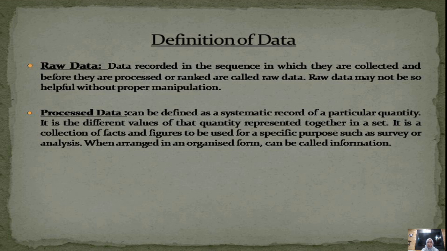The second definition is that of processed data. It can be defined as a systematic record of a particular quantity. It is the different values of that quantity represented together in a set. It is a collection of the facts and figures to be used for a specific purpose, such as survey or analysis. When arranged in an organized form, it can be called as information.